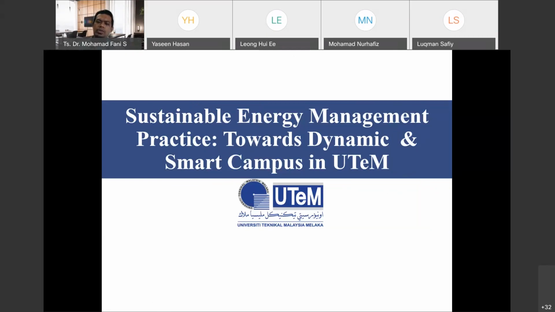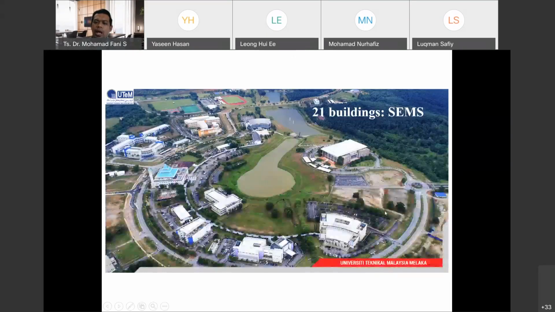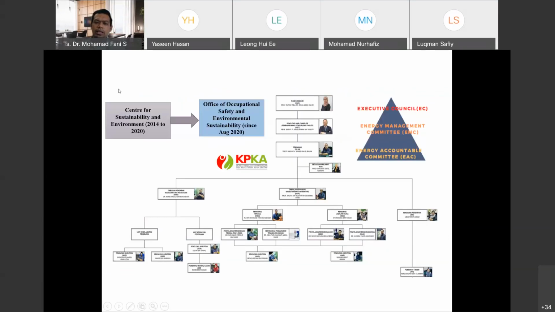So what happened in UTM for the sustainable energy management practice? Our team is moving towards a dynamic and smart campus in UTM. After 5 years, we have about 21 buildings in UTM under the Sustainable Energy Management System. We properly started from the planning since 2015. Before this, there was the Center for Sustainable Energy and Environment, 2014 to 2020.